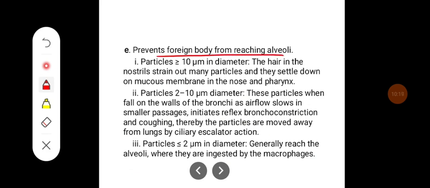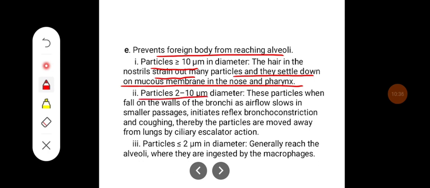Preventing foreign bodies from reaching the alveoli: if the particles are more than 10 microns in diameter, the hair in the nostrils strains out many of such particles and they settle down on the mucous membrane in the nose and pharynx.